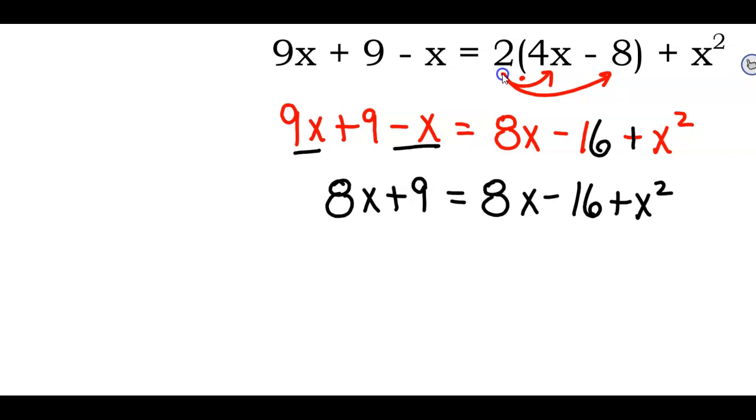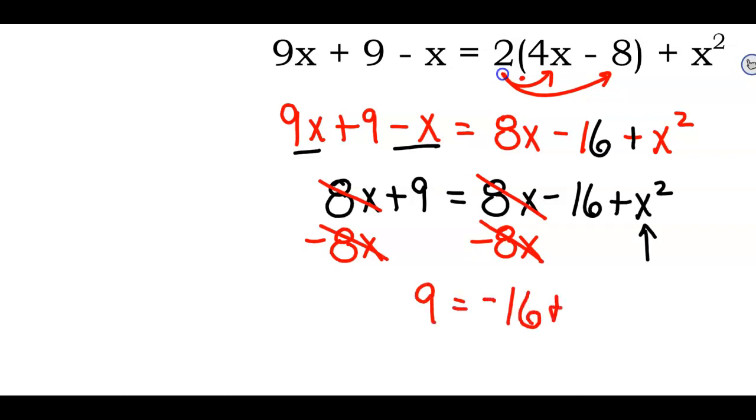So now again, I'm going to move everything away from the x squared. So the first thing, and it doesn't matter which one you go first, I'm going to take the letter first. I'm going to subtract here by a negative 8, and I'm going to do that to both sides. Again, lining it up with the like term. So my 8x's actually go to 0 again, which is what I want. So I end up with 9 equals negative 16 plus x squared.